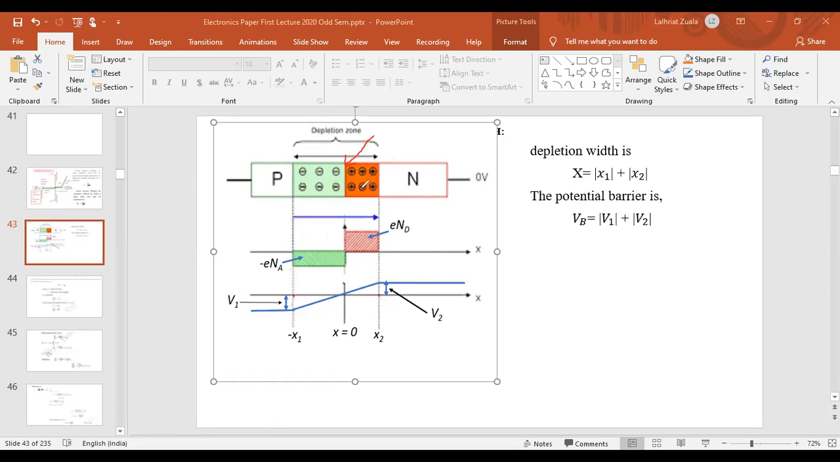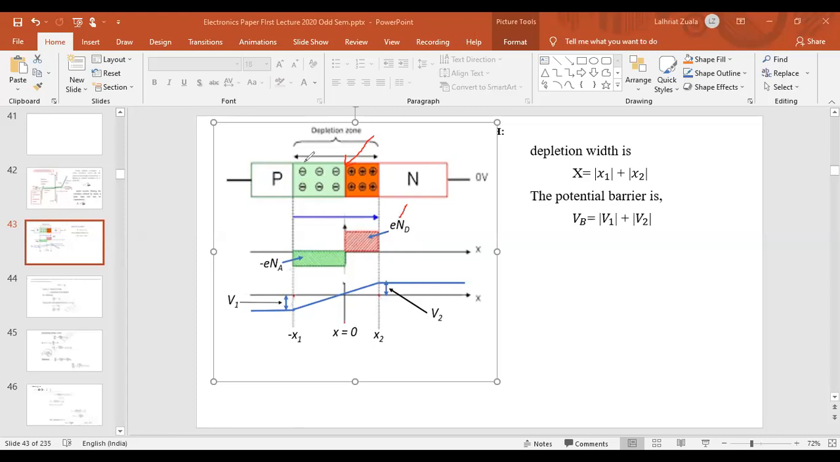And the charge density in the region will be Nd. Nd is the number of pentavalent atoms per unit volume. So all those pentavalent atoms within this space charge region become positive ions. And if you multiply with the electronic charge value 1.6 into 10 to the power minus 19 coulomb, then you can see the charge density within this region is e into Nd.